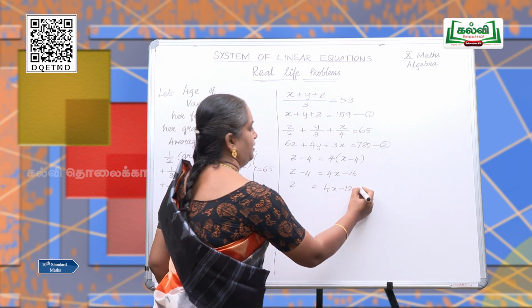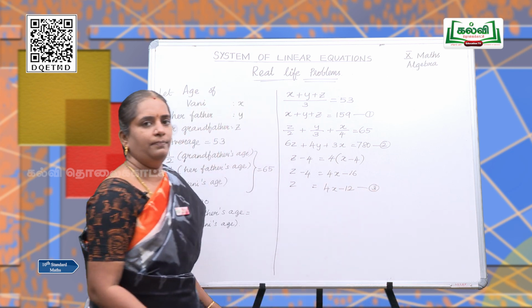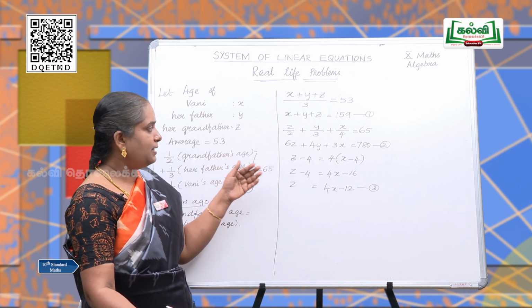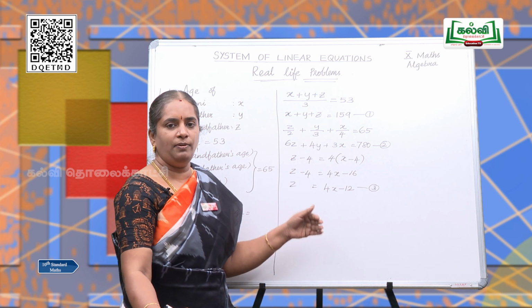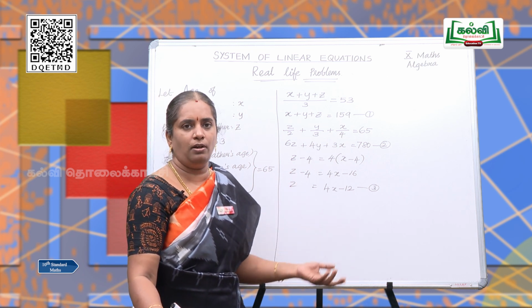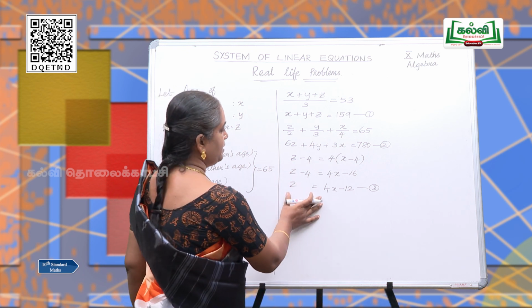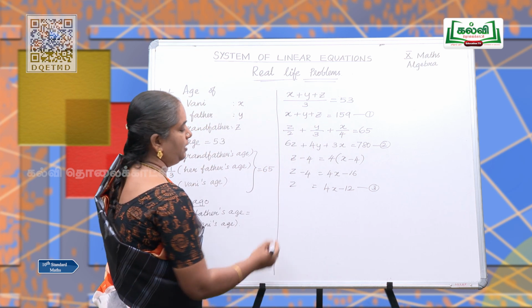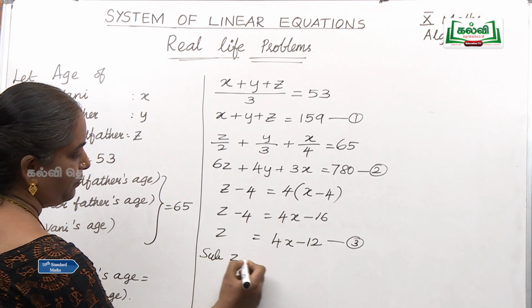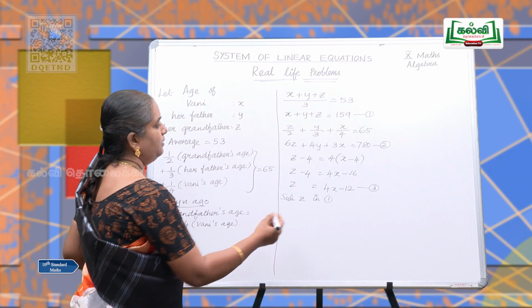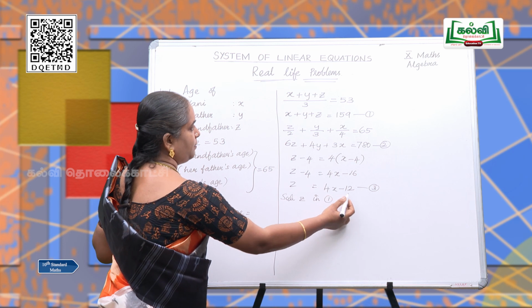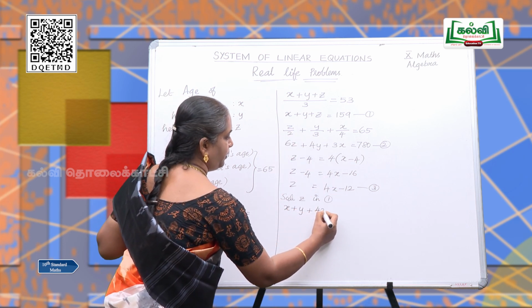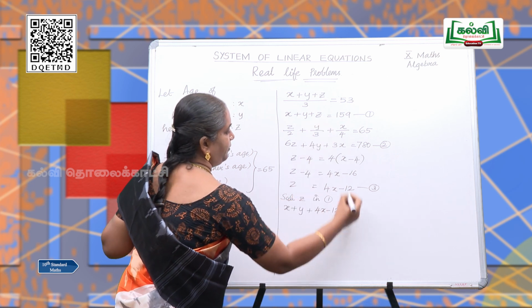So, we can take this as the third equation, and we can substitute the third equation in the first and second to simplify, and we are going to solve these two. First, let us substitute Z in 1 and in 2. Substitute Z in 1. So, Z can be taken as 4x minus 12. In the place of Z, we are going to substitute 4x minus 12 in the first equation.